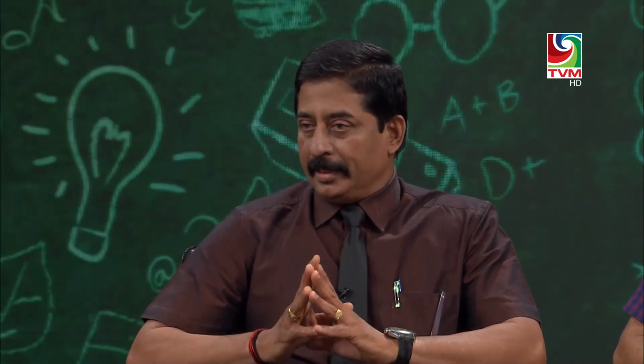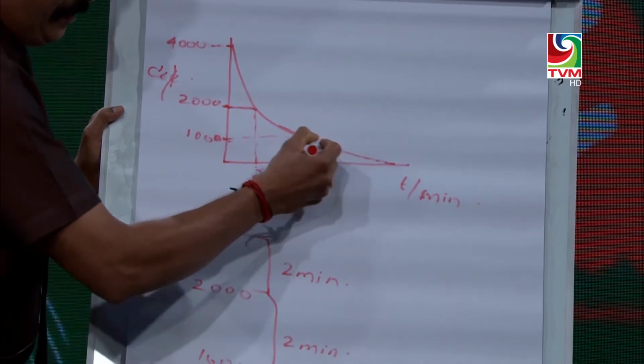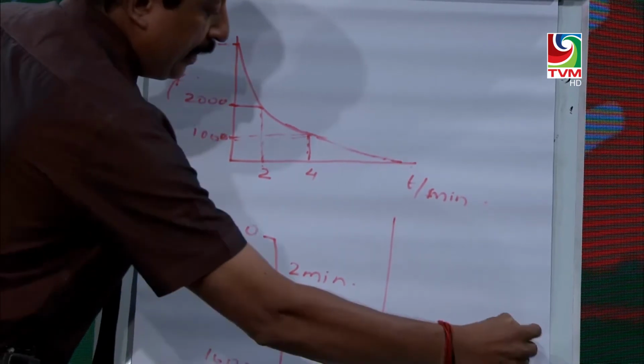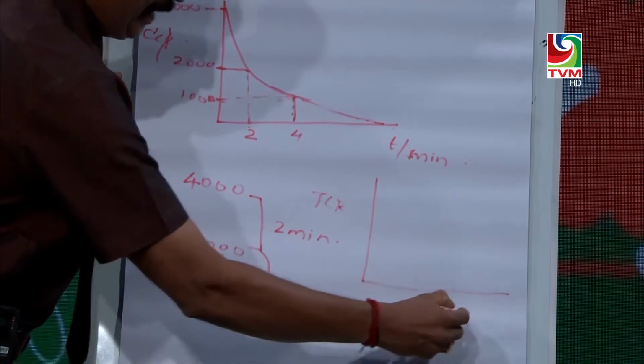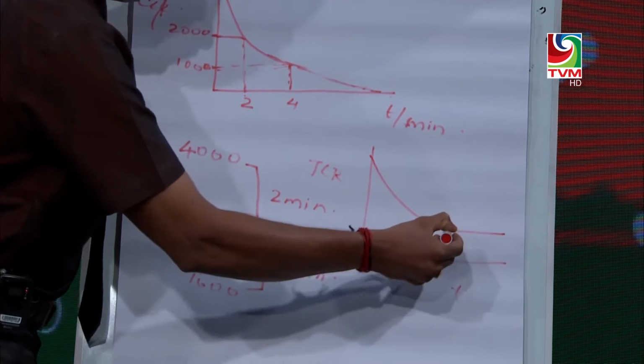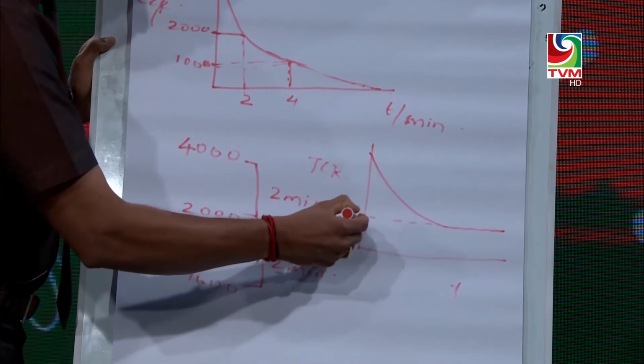In some questions, there are 2 types of graphs. One is the corrected count rate against time. That graph will go like this and finish here. There is another type of graph, the total count rate against time. This will go like this and then go horizontally. This is the background count rate.